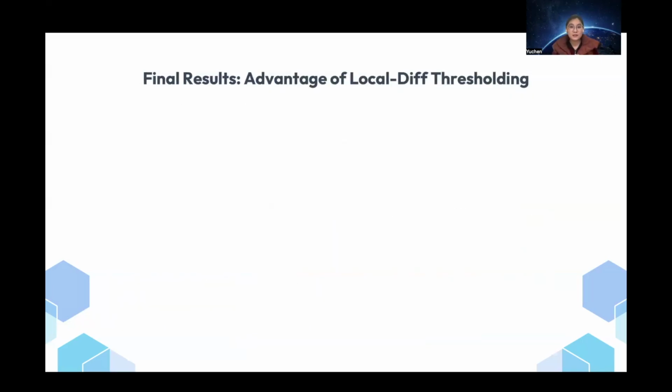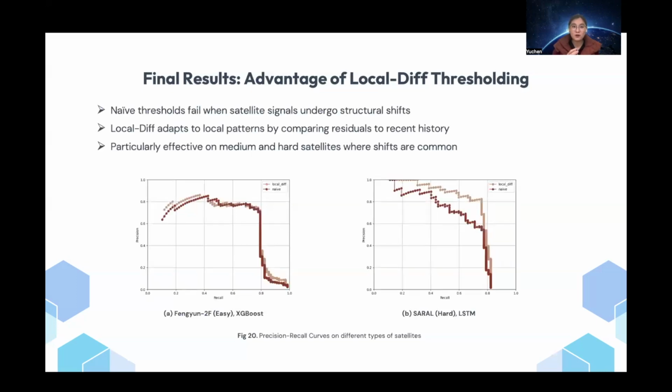Finally, let's take a look at the benefit of using local diff thresholding. On the left, we show a comparison between naive and local diff thresholding for an easy case, Fengyun 2F with XGBoost. There's a little bit of improvement with local diff, but not much. But on the right with Saro, which is a hard case, you can clearly see a significant improvement in the precision recall curve when using the local diff approach.